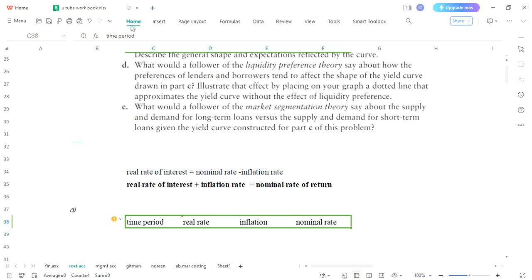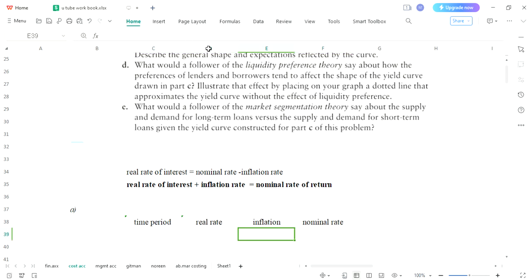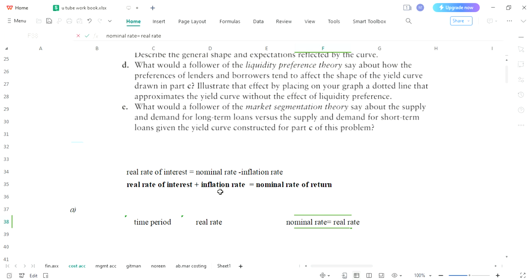Let's make a little adjustment. Okay, so for the nominal rate, we will put that formula which we have just created over here. Real rate would be added to the inflation rate, with which you will get the nominal rate.